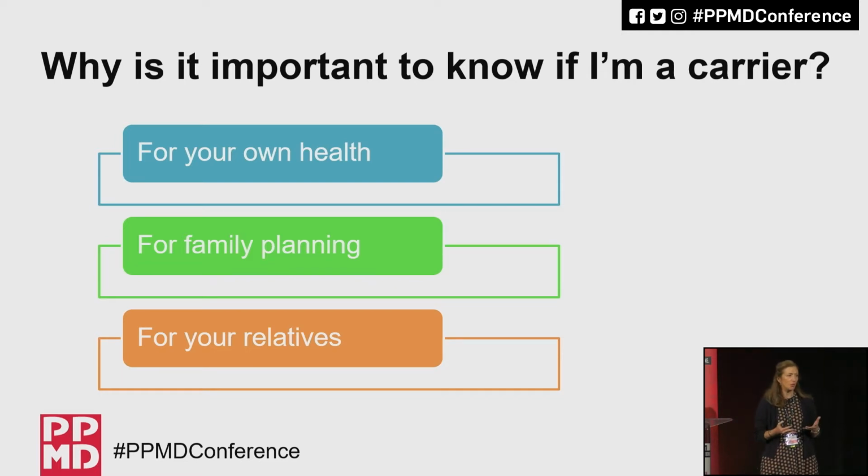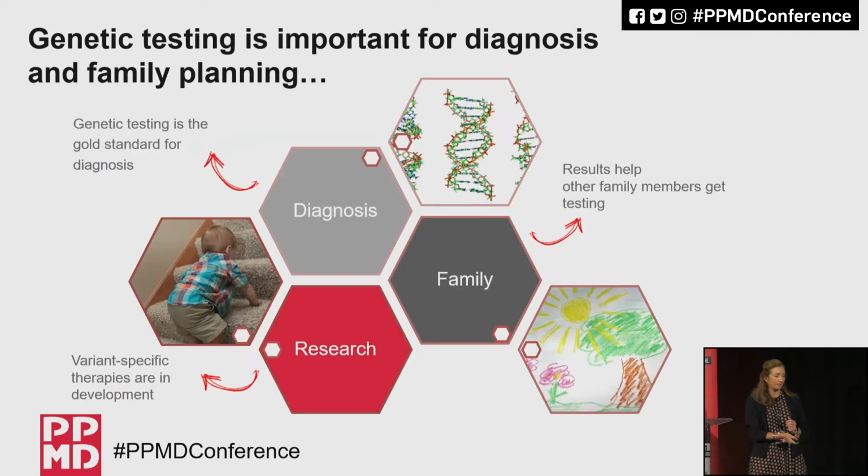But it's also super important for the rest of your family, because if you find out you're a carrier, it could mean that you have sisters who are carriers, or aunts or cousins. So it's really important to meet with a genetic counselor and go through your family history and figure out who all might need to get their carrier testing done.